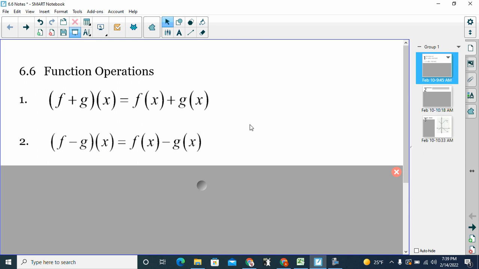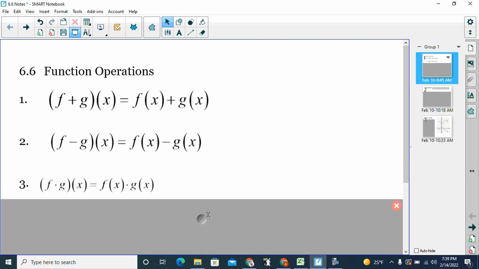One thing that might be a little bit new is this notation right here. (f + g)(x). Again, that's read "f plus g of x." That's the same thing as just adding f(x) and g(x): f(x) + g(x). Same thing if we're subtracting. (f − g)(x) is the same as f(x) − g(x).